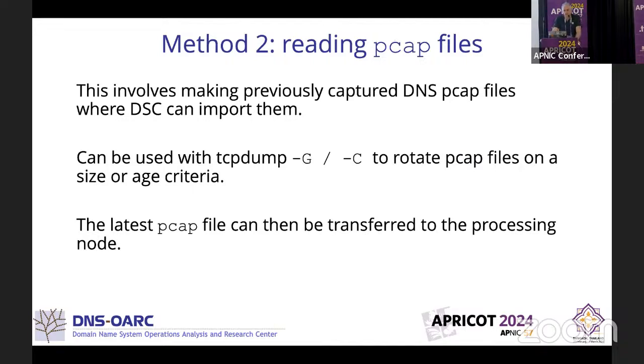The second method is reading PCAP files. First you have to make previously captured PCAP files available, and then you use them. You could, for example, build your setup with tcpdump or Wireshark and -G, -C to rotate on time or size, and then you could pull in the PCAPs, and then you can run DSC on them. This is if you wanted to separate your name server from your DSC collector, and you didn't have the option of installing software. Maybe you're not allowed to install software. Maybe it's an appliance, whatever, but you still can get PCAPs out of it.